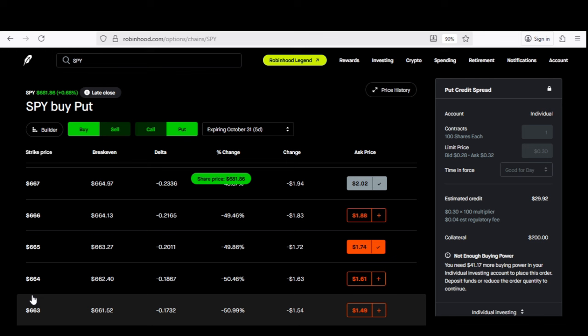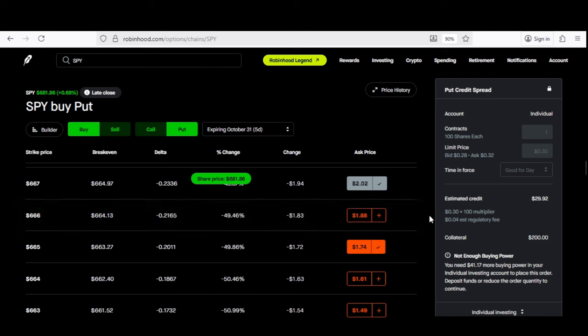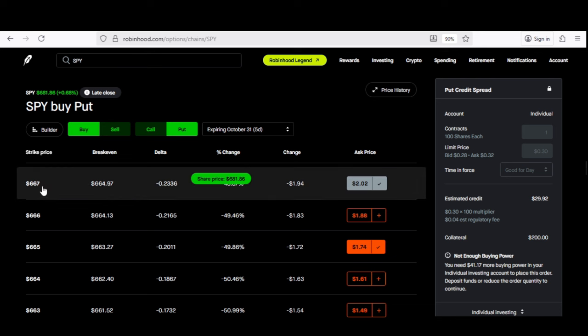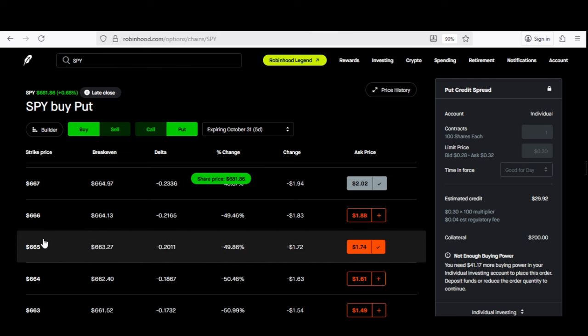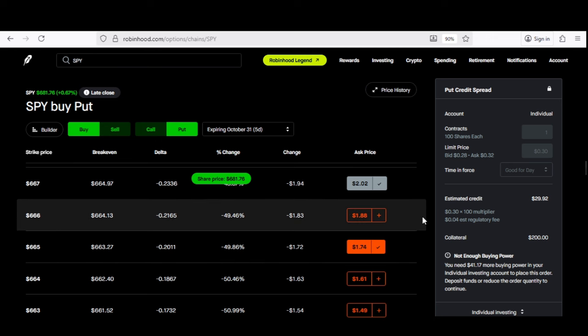Now, with the decreased risk that you have achieved, you will have to pay more in order to leave a collateral. So now your collateral has gone up to $200. And once again, the collateral is going to be representative of your spreads. So the difference between 667 and 665 is going to be $2 multiplied by 100 shares, and that's going to give you $200. So that is the two ways in which you could scale up with the put credit spread.